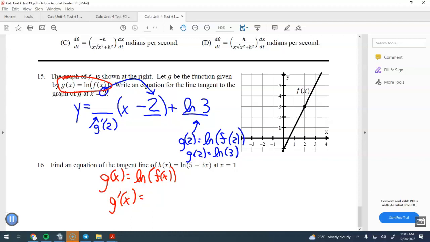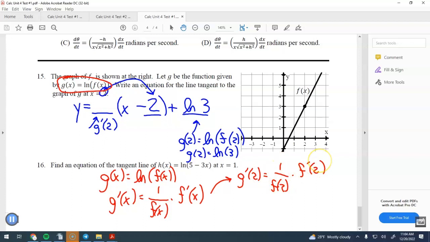Ln, and then the little guy is f of x, right? So the derivative of ln of something is 1 over the thing times the derivative of that thing. Does that make sense for the derivative? And I want to know what's going on at 2. So g prime of 2 is 1 over f of 2 times f prime of 2.